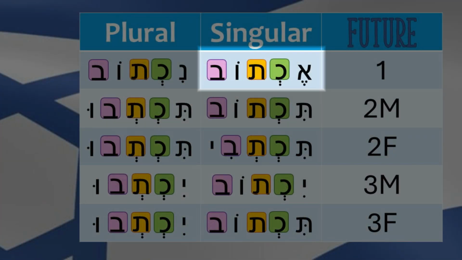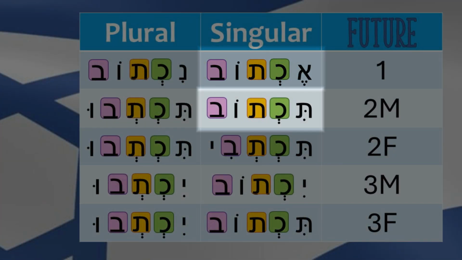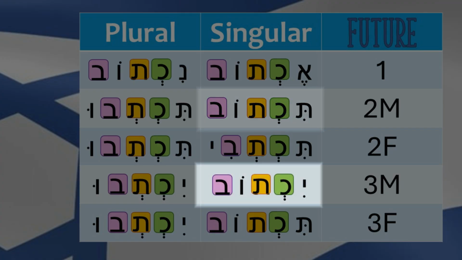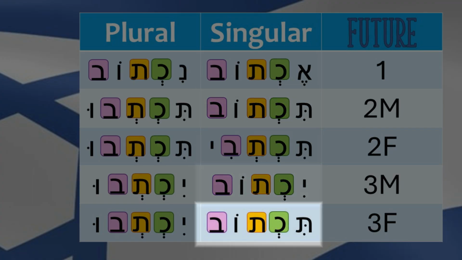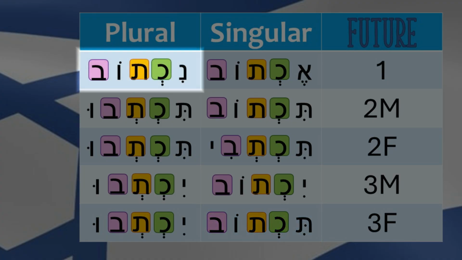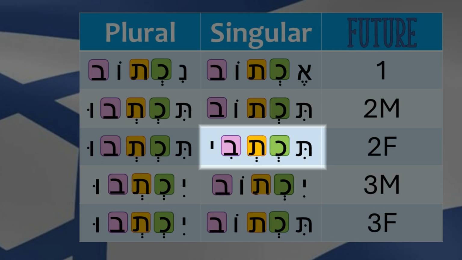So as I go through some of these, think about how they sound like the infinitive, lichtov. Ani echtov. Ata tichtov. Hu yichtov. Hi tichtov. Anachnu nichtov. Okay, so now second person singular feminine needs something to distinguish it from the masculine. So it gets a yod suffix. And because of that yod suffix, it loses its o vowel and it gets a schwa instead. So tichtevi.